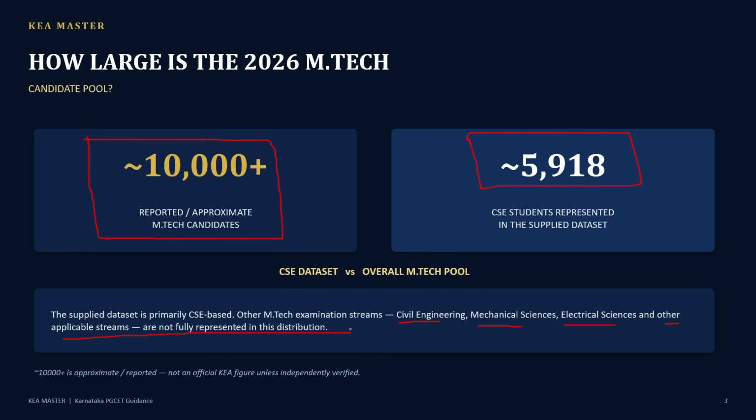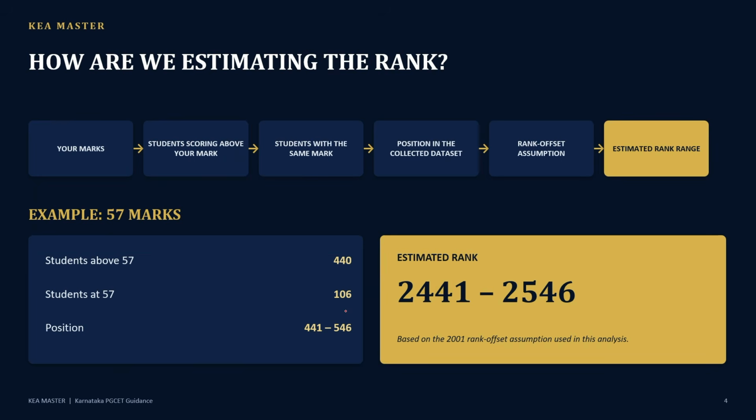We don't have the complete marks distribution of all the 10,000 plus candidates. So the numbers we are going to see are rough estimated ranges based on the available data. Once you understand the calculation method, you will easily understand how every mark range in this video has been calculated. So let's take one example.